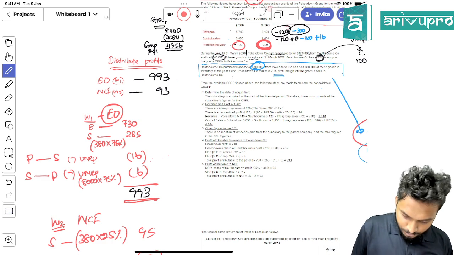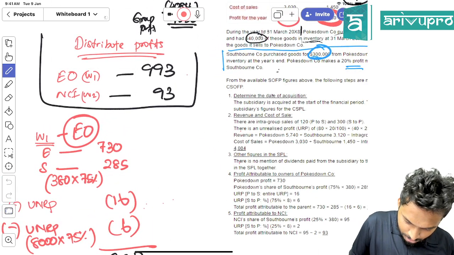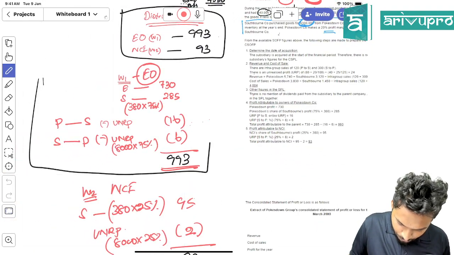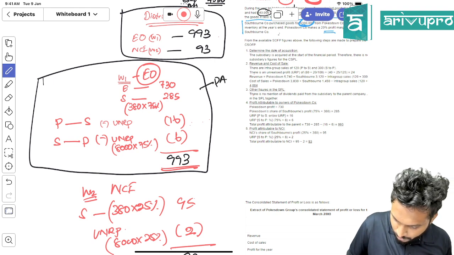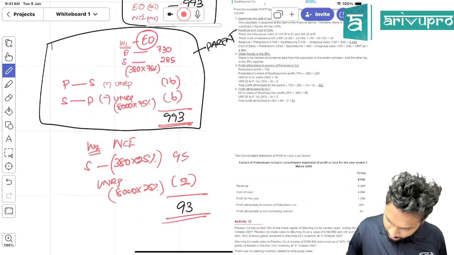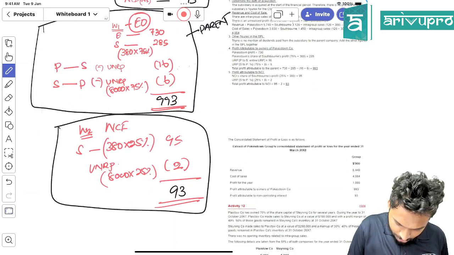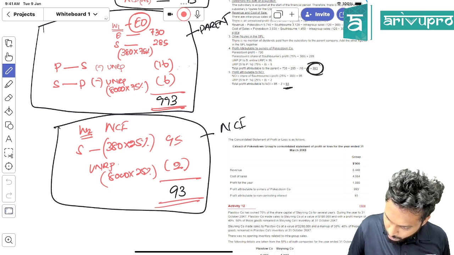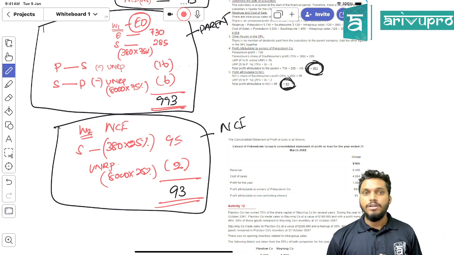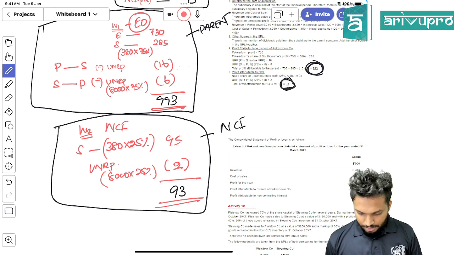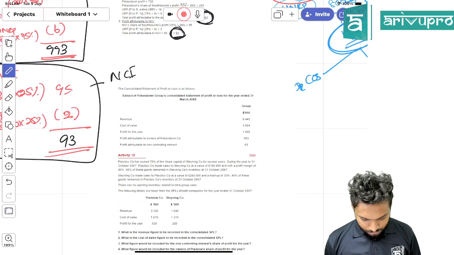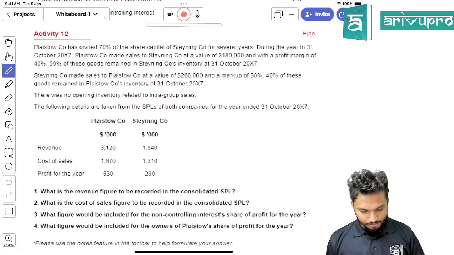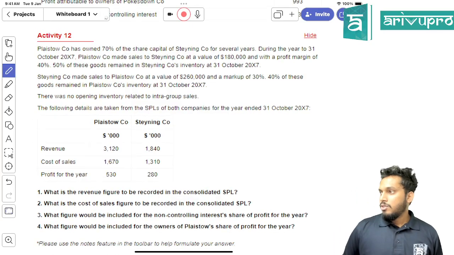Did you understand that? The profit distribution? This part is very important. See the adjustments that I have made to the parent. So this is for the parent and this is for the non-controlling interest. So non-controlling interest needs to make 93, parent needs to make 993. Did you understand that? Okay. Let's have a break, and once we are back, you all can start doing activity 12. Okay? So let's go for a break, guys.